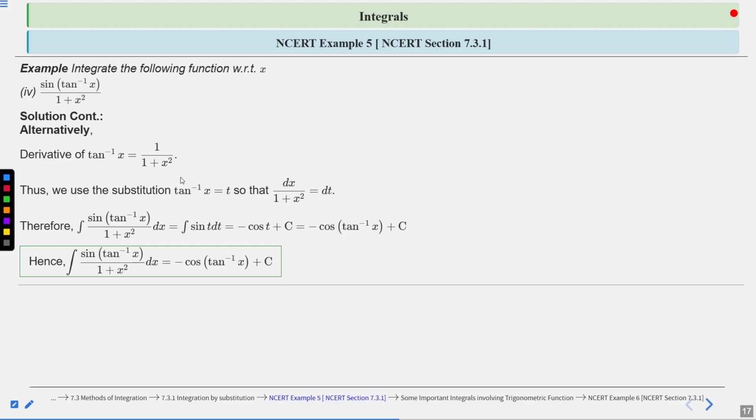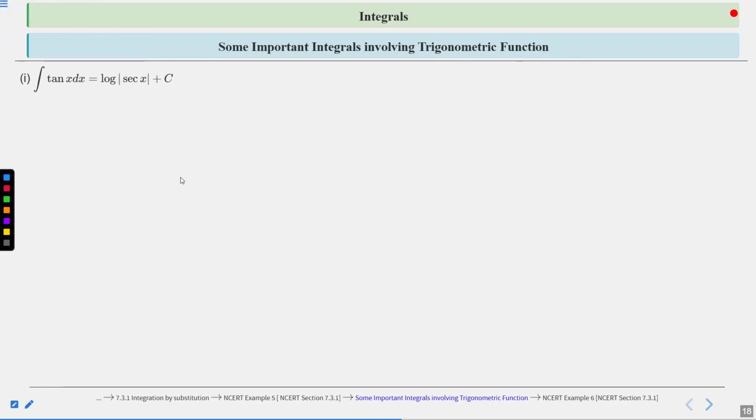Okay, hope it's clear to all. Now, let us see some important integrals involving trigonometric functions. Part 1, you need to remember these formulas: the integration of tan x dx is log mod sec x plus c. Clear? Second, the integration of cot x dx is log mod sin x plus c, okay?